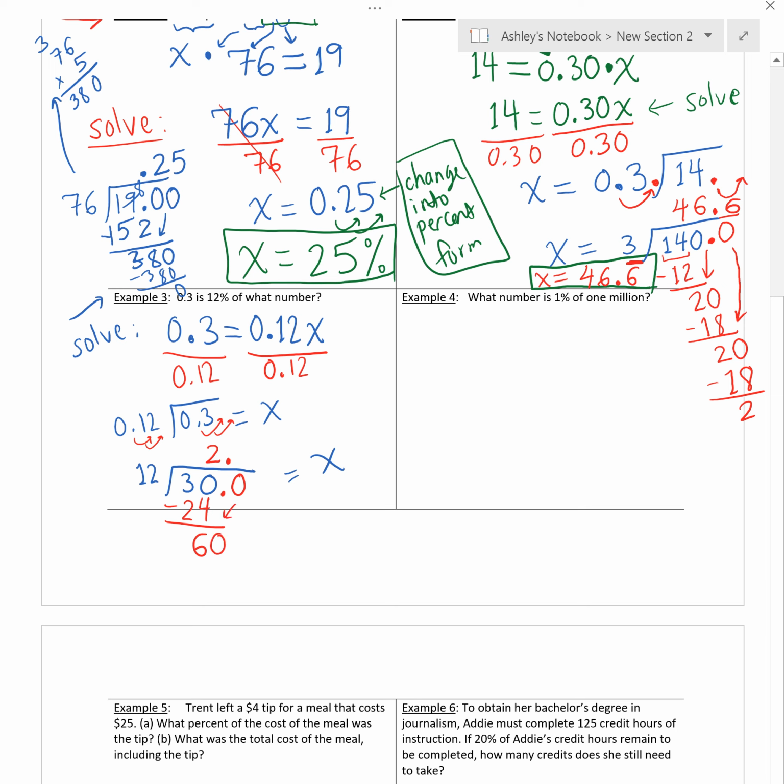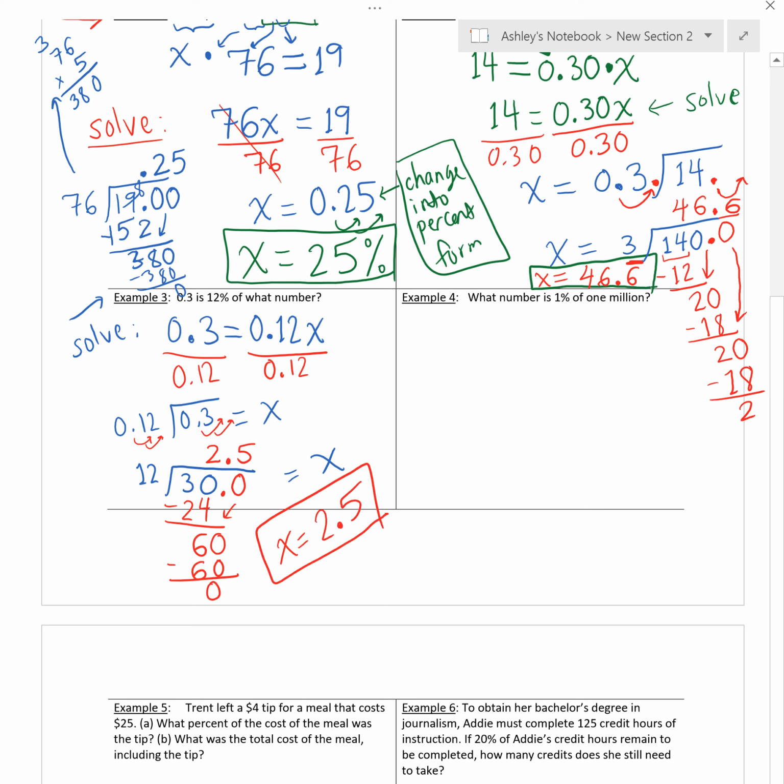Now ask myself, 12 times what is 60? I think it's exactly 5. Is it? It is! Yay! 5 times 12 is 60. I feel like I lucked out on that one. All right, so I guess x must be the quotient 2.5.